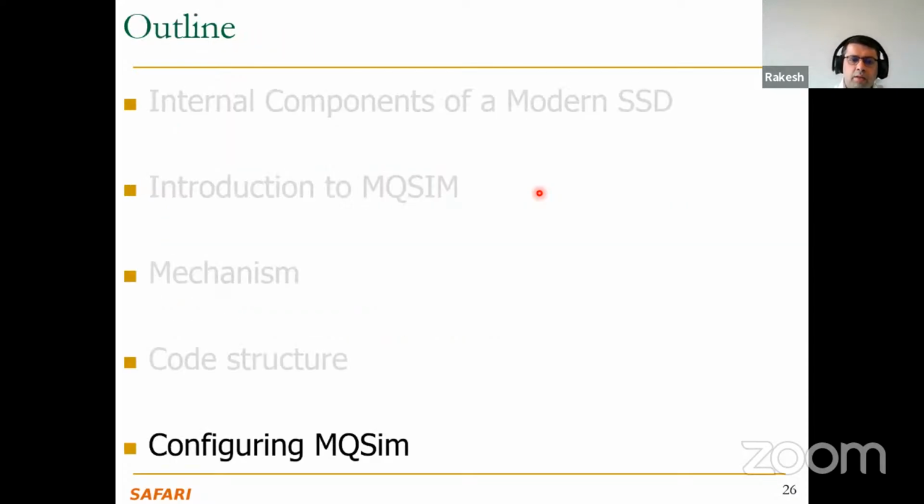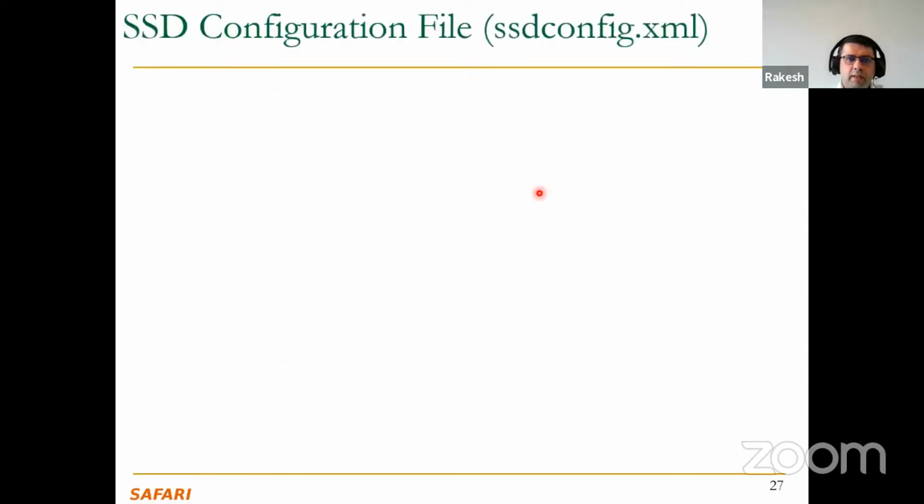Next we look at how we configure the MQSim for our experiments. So as I mentioned, there is a ssdconfig.xml, which is an SSD configuration file. Here we have many configurations. I have selected a few important configuration parameters here, but the entire list is available in the README file, which is in the Git repository.